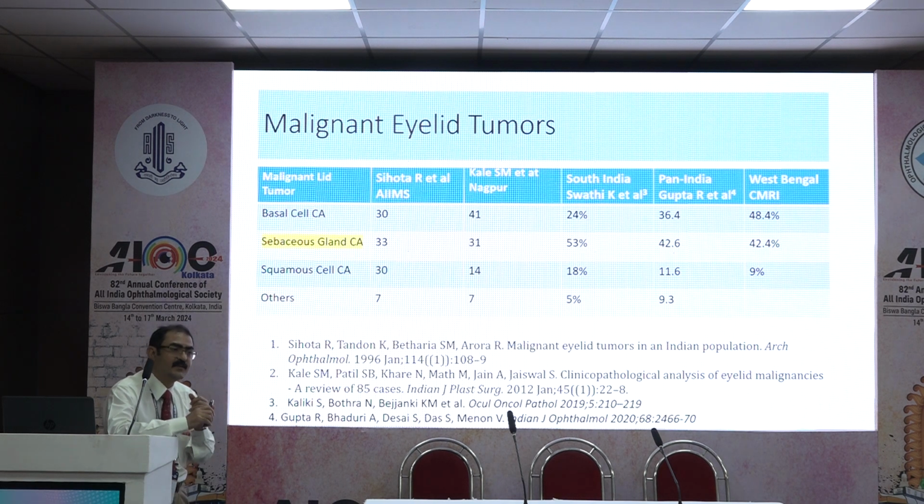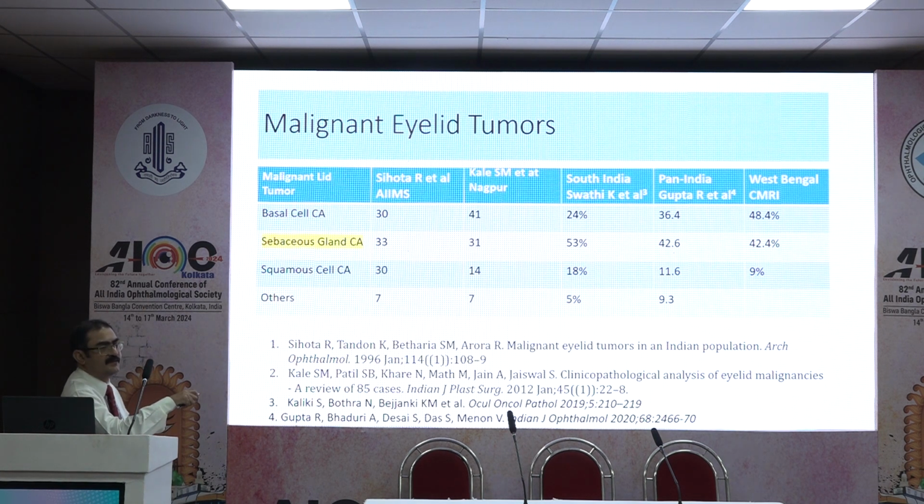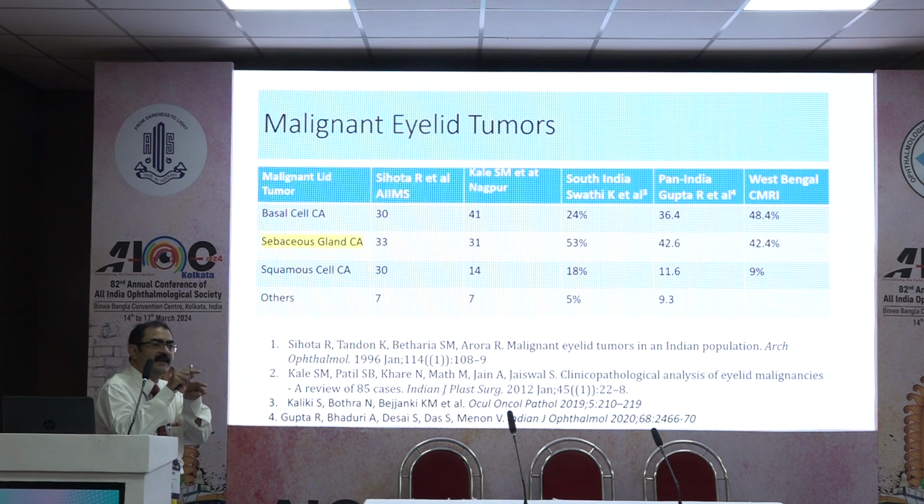Okay, what is the second most common malignancy? The second most common malignancy in the West is actually squamous cell carcinoma. Sebaceous gland carcinoma is a rare tumor. Now these are a selection of studies from India. These are all hospital-based case series, and you will find that basal cell carcinoma and sebaceous gland carcinoma are neck and neck. In some, you will find that sebaceous gland carcinoma is actually slightly higher. In others, you will find that they are almost the same. So that is the scenario in India.